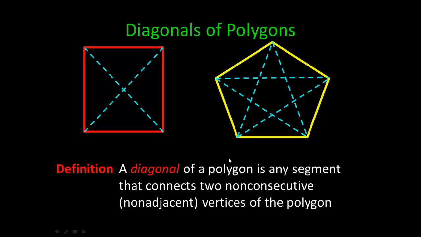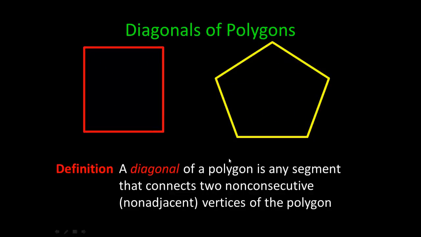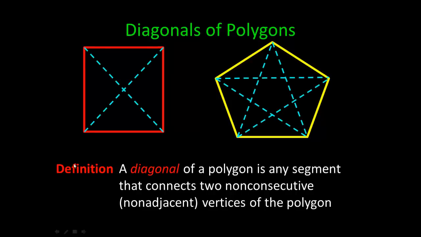Now, diagonals of a polygon. I've gone ahead and put them in. Take them out for a second. A diagonal of a polygon is any segment that connects two non-consecutive or non-adjacent vertices of the polygon. So in other words, drawing a line from here to here, that's a side. That's not a diagonal. A diagonal goes from a vertex to any other vertex, as long as it doesn't follow along a side. So like here, we could go to this one and we can go to this one. We can't go to this because that creates a side. We can't go to that because that creates a side. So diagonals go from one vertex to another as long as it doesn't follow along a side.